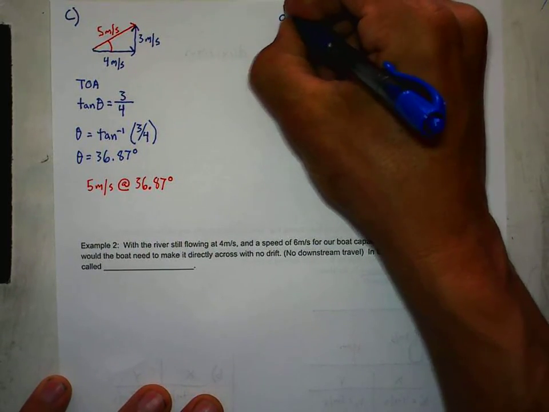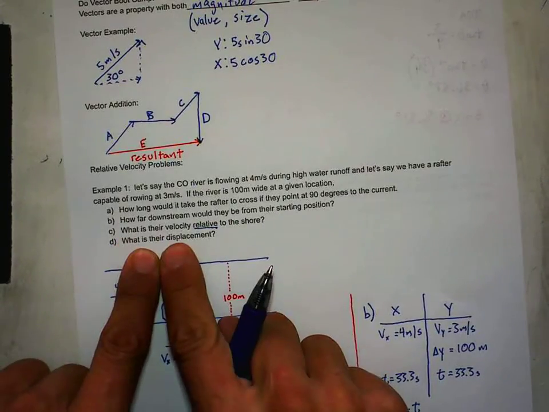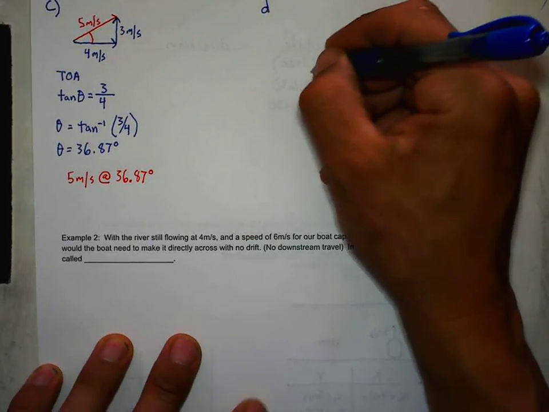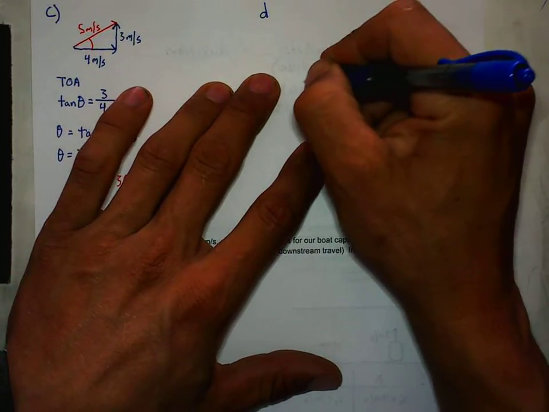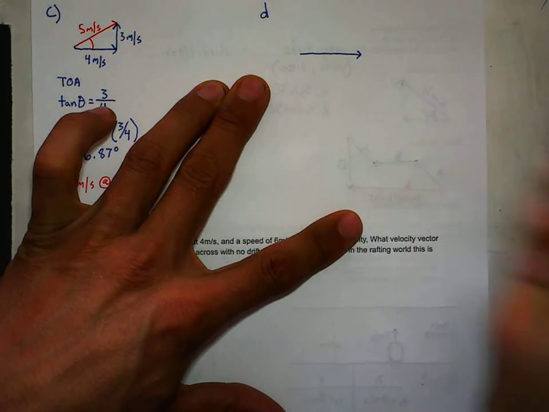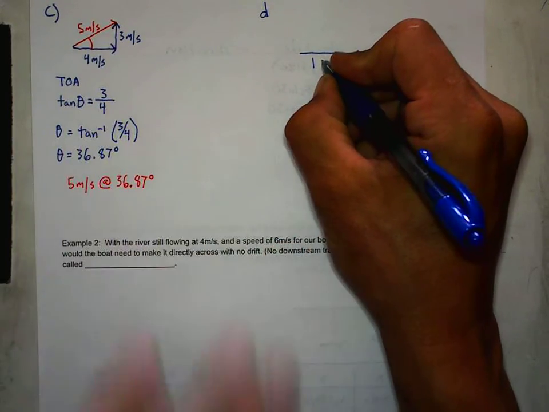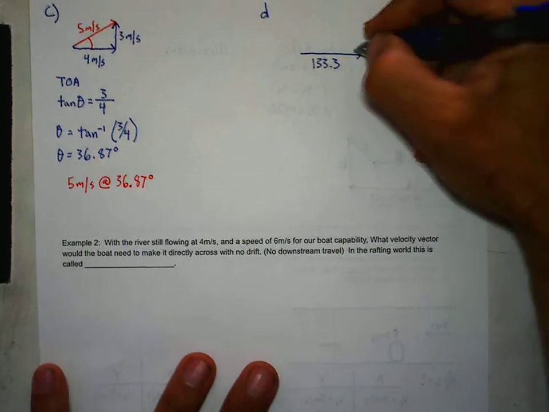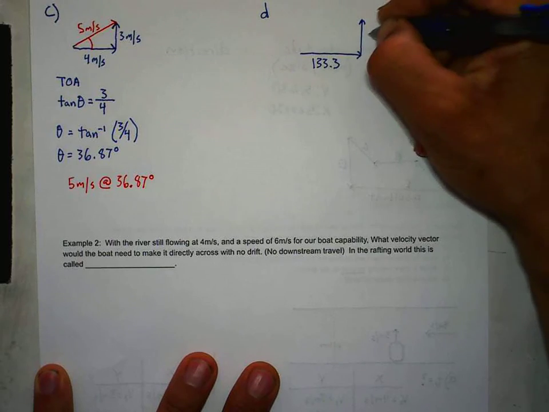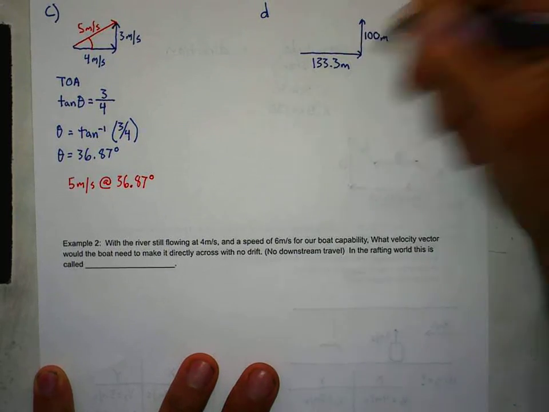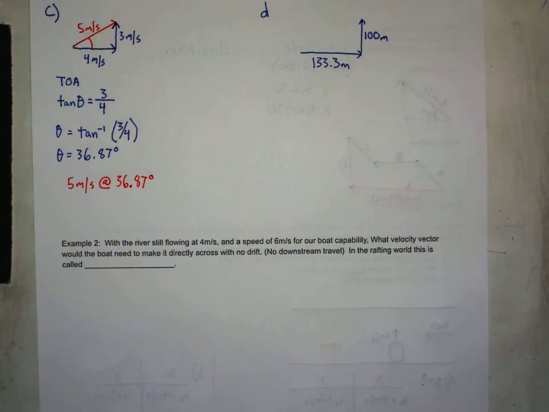All right, letter D. What is their displacement vector? Let's draw another triangle. We've got our x displacement. I always like to draw x first. And this was 133.3. The y was 100. And I'll just let you guys solve that one from there.